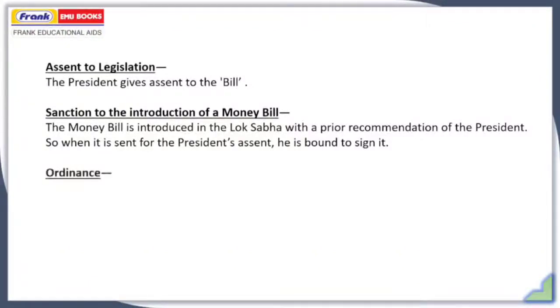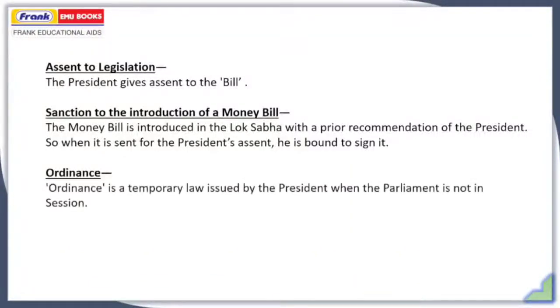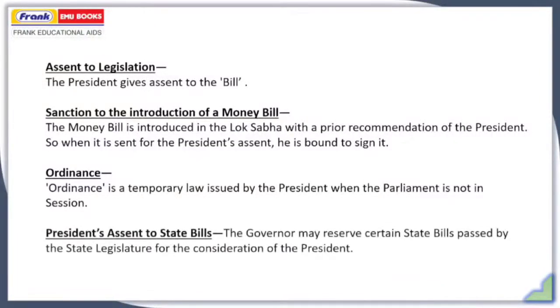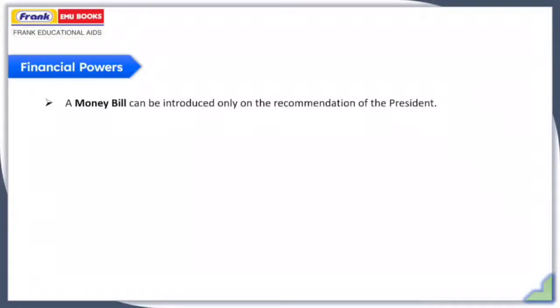Also, the President of India has the power to issue ordinances. So an ordinance is a temporary law issued by the President when the Parliament is not in session. Also, whenever needed, the Governor may reserve certain state bills passed by the state legislature for the consideration of the President. Now, financial powers. A money bill can be introduced only on the recommendation of the President.